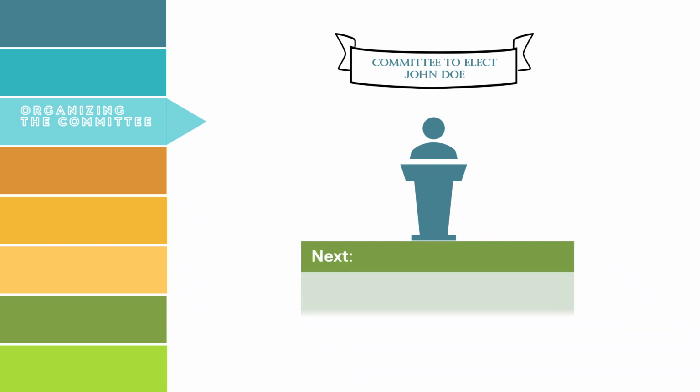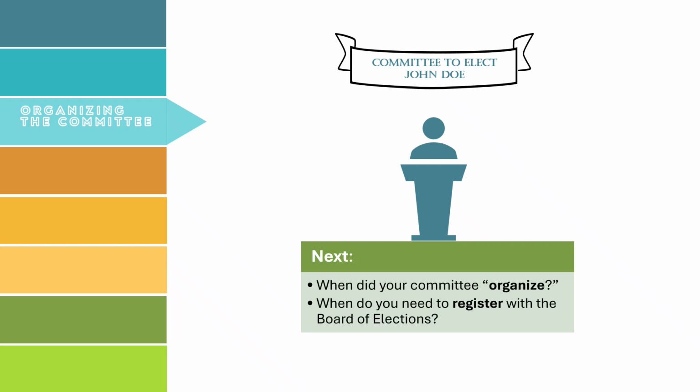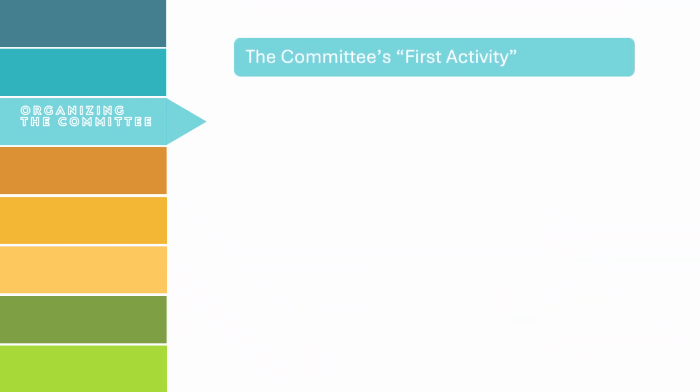The next step is to determine the date you officially organized your committee, so you know when you need to register with the County Board of Elections. This date is based on when your committee's first activity occurred.